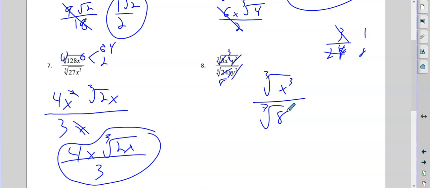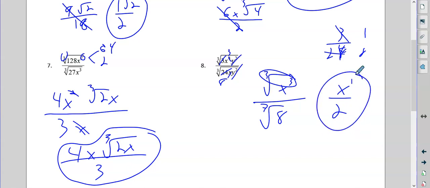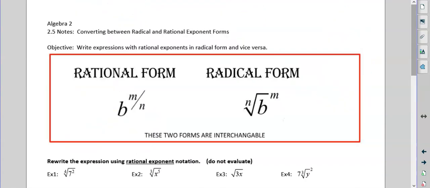So what we're left with, no need to rationalize, is x on the top. 3 divided by 3 is 1. And the cube root of 8 is simply 2. x over 2, or 1/2 x. And that's it.